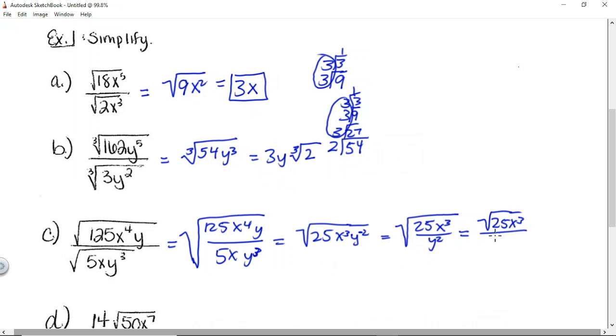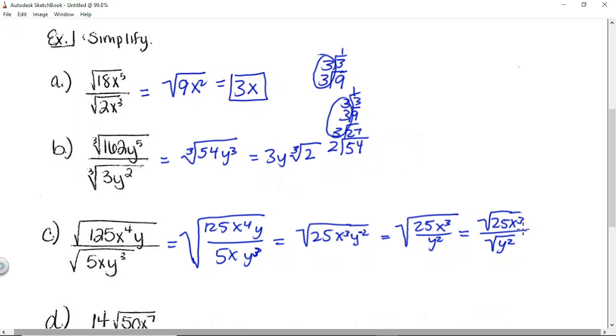So you can put the radical around the quotient, but you can also break it back up this way. You can go either way, okay, because it's equal. All right, so that's just about it.